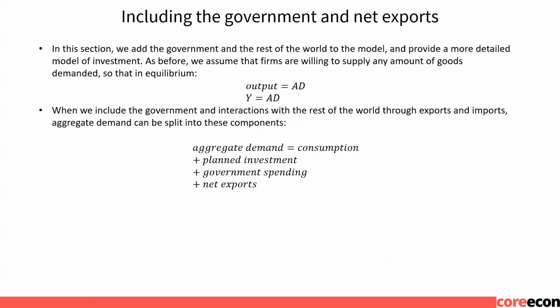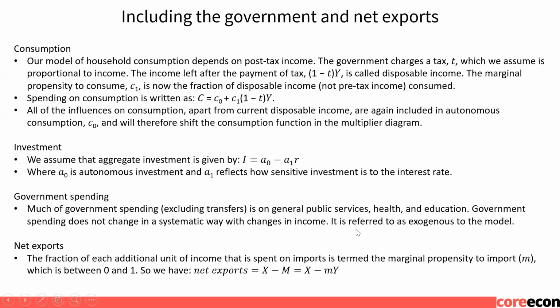Now let's expand our model to include government and net exports. We said output is equal to aggregate demand, so income is equal to aggregate demand. And what is aggregate demand? We so far had consumption and planned investment. Now we add government spending and net exports as well. Well, that's going to require some tweaking.